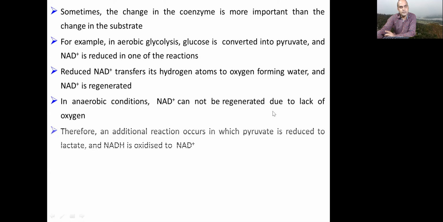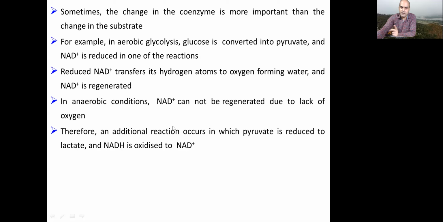But in anaerobic condition, NAD plus cannot be regenerated due to lack of oxygen, right? Therefore an additional reaction occurs in which pyruvate is reduced to lactate and NADH is oxidized to NAD plus. Now this is a very important reaction. Here the change in the substrate is very important.